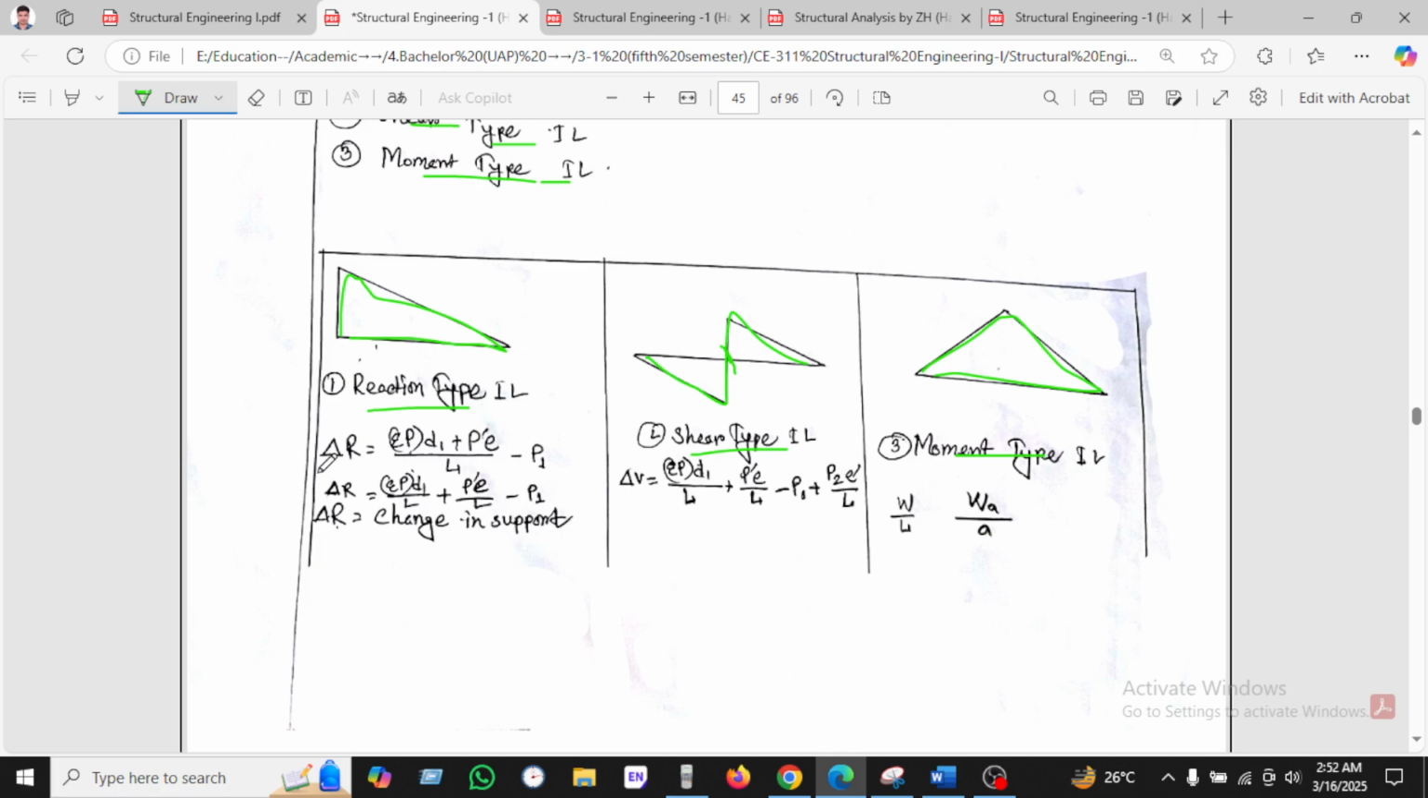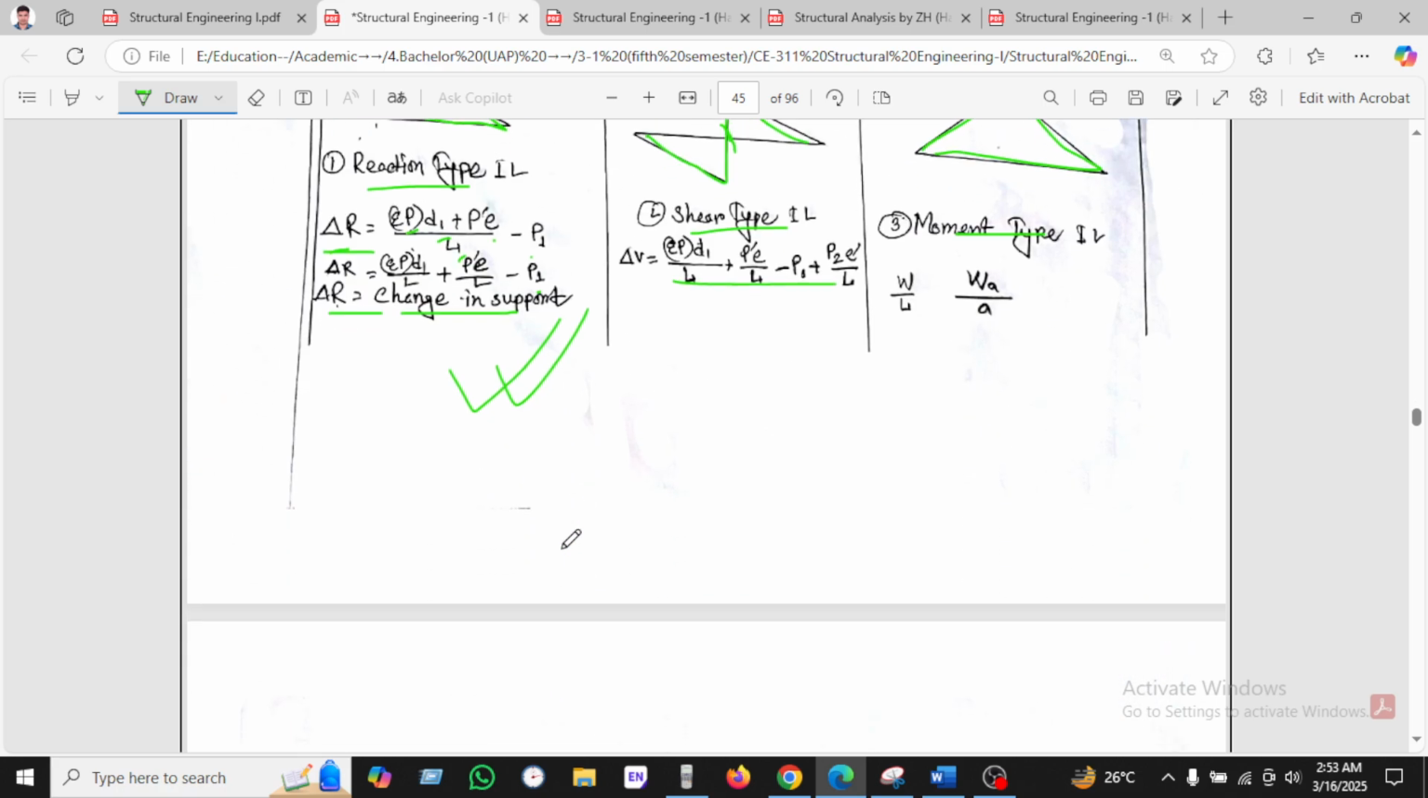As we have been seeing the influence line, the formula is summation of R equals summation of load into D1 and P prime into E divided by L into P1, or we can say summation of P into D1 divided by L plus P prime into L minus 1, with R1 interchanged in the support. For shear we use this formula. Today I will discuss this reaction type influence line.